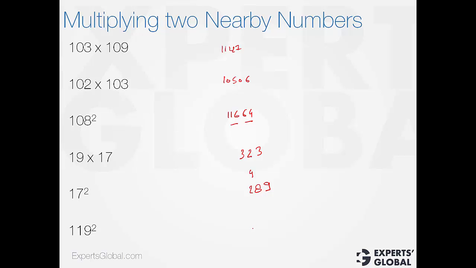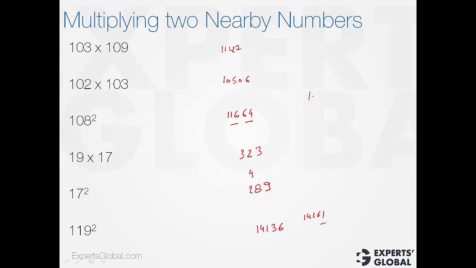119 square, try doing it in your head. 19 square would be 361, so 61 comes at the end, and 119 plus 19 would be 138. 138, the carry was 3, becomes 141, at the end was 61. So you have 14161. It's easier to do it than to write sometimes. 119 square, 138, and then 361. So 361, 138 becomes 141 out of 3 carry, and 61 comes at the end.